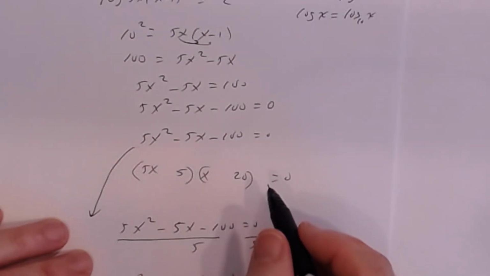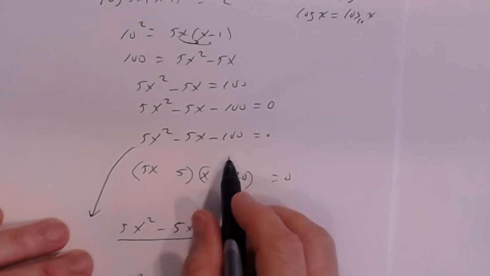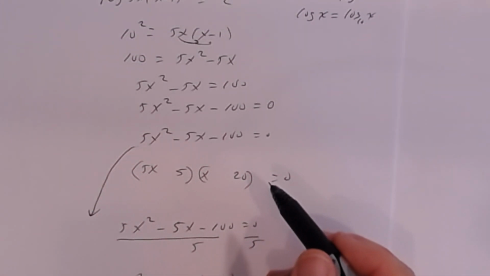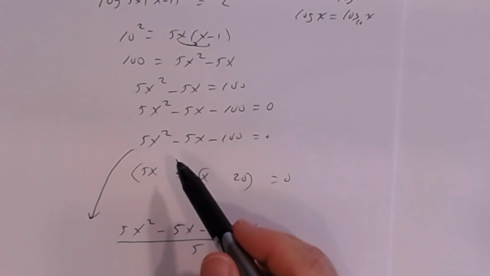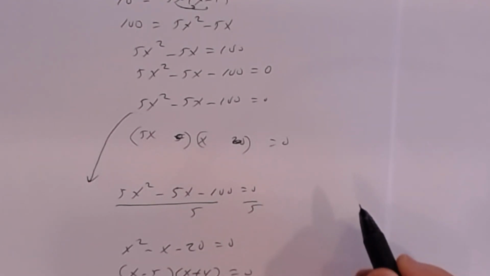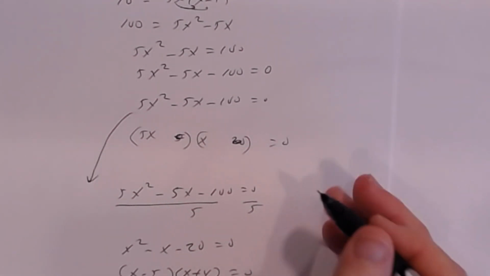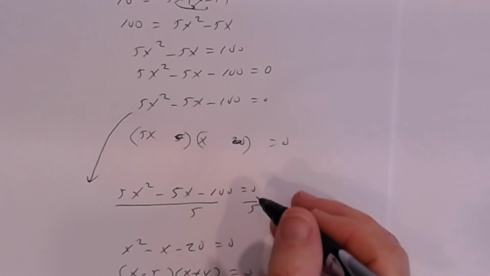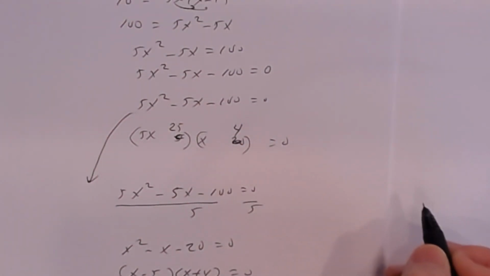Let's try 10 and 10. See, no, that's not going to work either. See how much easier it would have been just to go ahead and divide it by 5? All right, so 5 and 20 won't work. 10 and 10 won't work either. So let's do, okay, let's do 4 and 25. So let's put 4 here, 25 here.